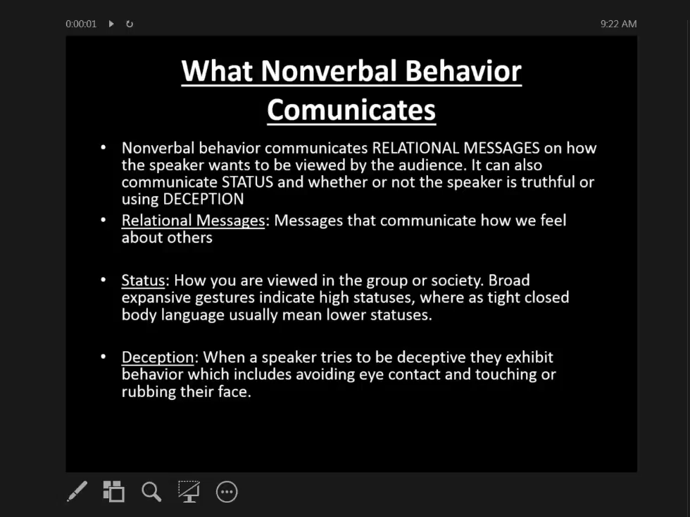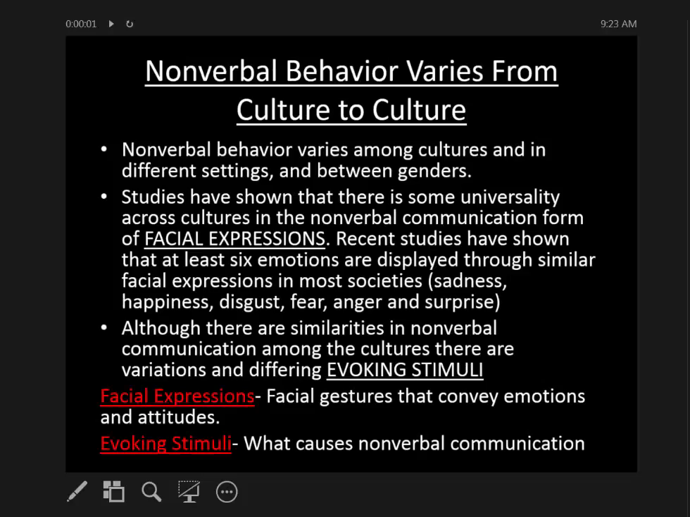Deception. When a speaker tries to be deceptive, they exhibit behavior which includes avoiding eye contact and touching or rubbing their face. Nonverbal behavior varies from culture to culture. Studies have shown that there is some universality across cultures in the nonverbal communication form of facial expressions. Recent studies have shown that at least 6 emotions are displayed through similar facial expressions in most societies, including sadness, happiness, disgust, fear, anger, and surprise.